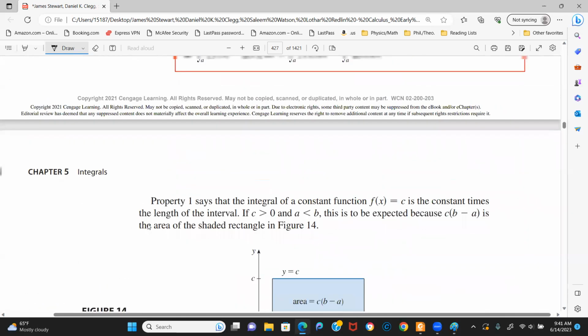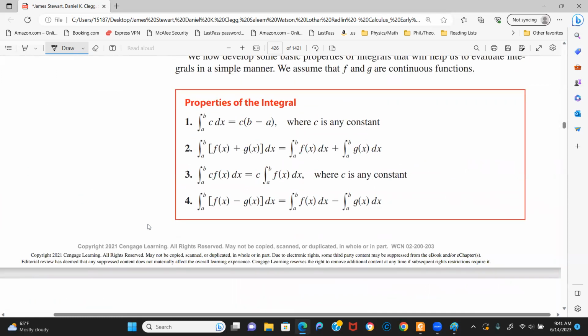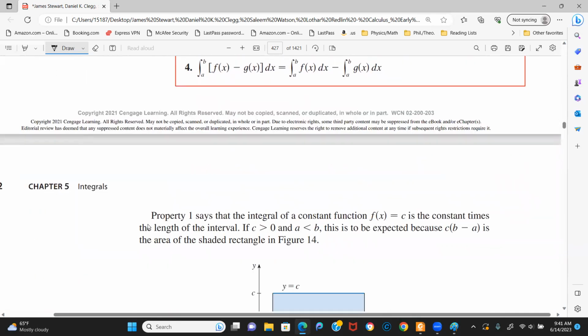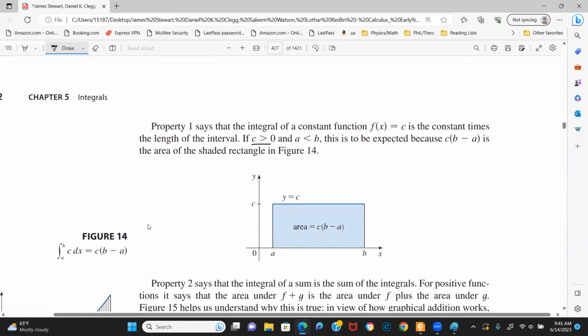And then this says, property 1: if c is a constant, and you want to integrate a constant function, it's just going to be the constant times the length of the interval. And this kind of makes sense. If you imagine that your constant is positive and you graph this constant function, it's always at the same height. What you're looking at is the area under this curve, but it's just a rectangle, right? So you need the length of the base, which is b minus a, times the height, which is just c.